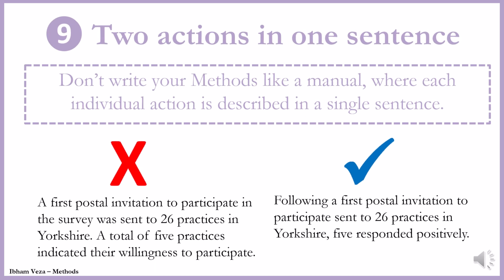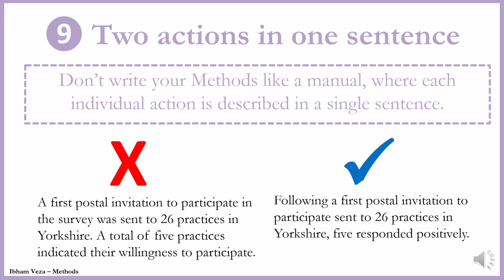9. Combine related actions for smoother sentences. Don't make your methods sound like a robotic manual. Avoid writing one short sentence for every small action. Instead, combine related actions into one clear sentence to make your writing smoother and more engaging.